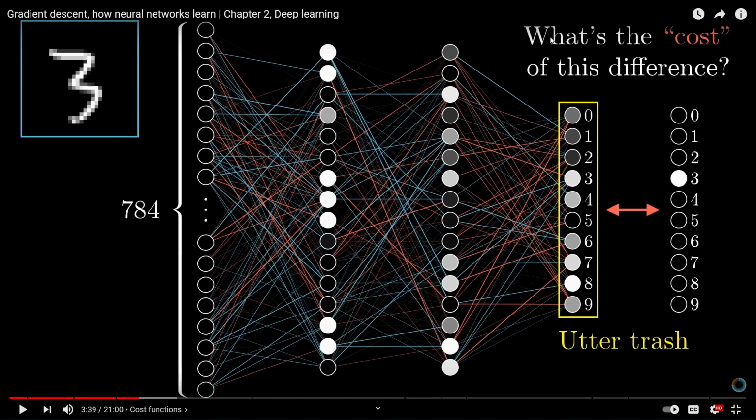That's why there's this question here: what's the cost of this difference? So how bad is it that we got this output when we wanted this one? What's our cost? What's the loss? And so we compute that value. And then what we want is to reduce that value. So we want the loss to be small.